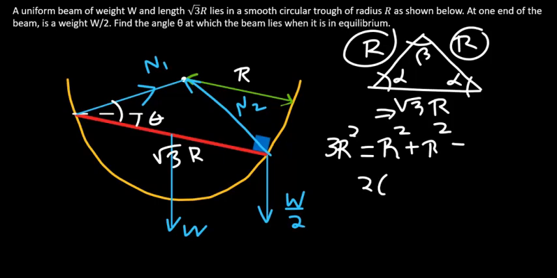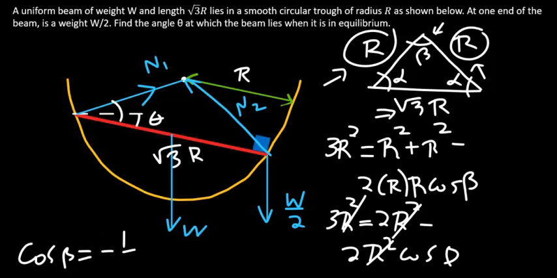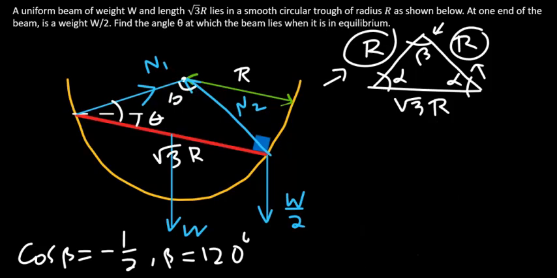minus 2 times the length of that side times the length of that side times cosine of beta. What that gives you is 3r squared equals 2r squared minus 2r squared cosine beta. So the r squared will cancel and will give you cosine beta as minus half. So beta is 120 degrees. So this angle here is 120 degrees. That would make this angle 30 degrees and that angle 30 degrees as well. We note up until this point we are not making any assumption of this theta.